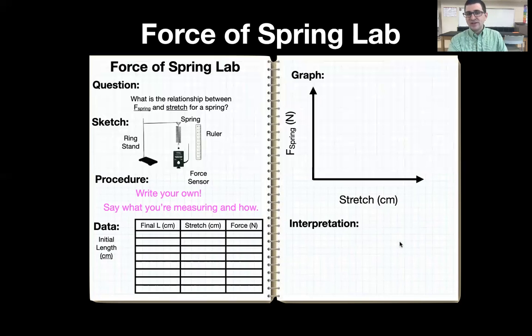And so then last but not least, we can just go ahead and start thinking about how we're going to graph our data. And just so that everybody graphs their data the same, let's have stretch on the horizontal axis and force spring on the vertical axis. So once you get all this written down in your lab notebook, you are ready to run the force spring lab that we're going to do in our next class.